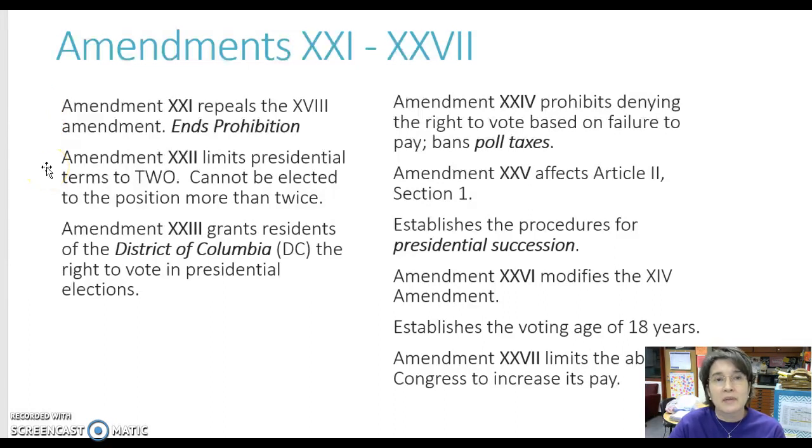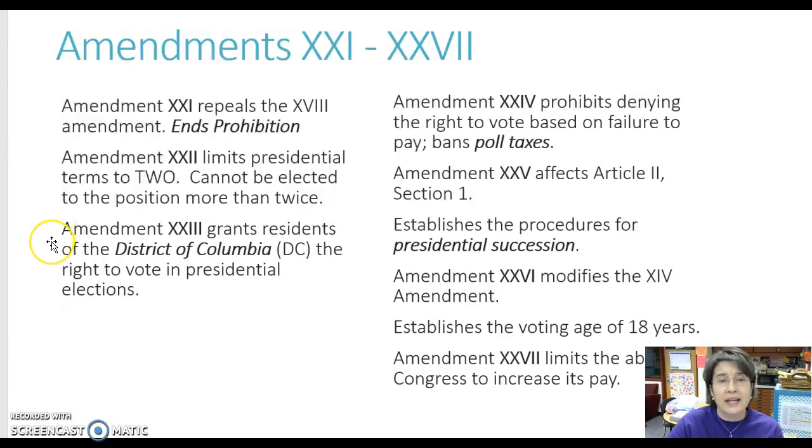Prior to this amendment, there was no actual verbiage in the document that said presidents can only serve 2 terms. George Washington set the precedent by saying, nope, he was out at the end of 2. And for the most part, people followed that until somebody didn't. And then we said, hey, you know what? We probably should have an amendment for that. So you can't be elected to the position more than twice is what Amendment 22 essentially establishes.